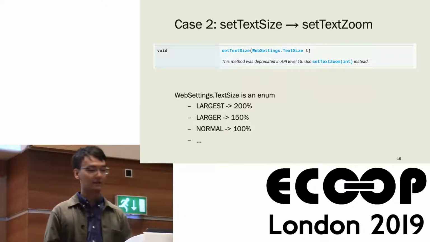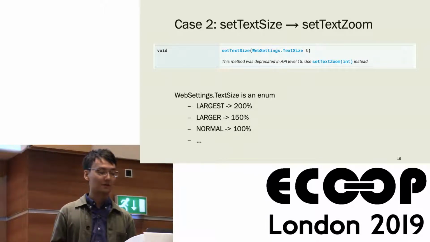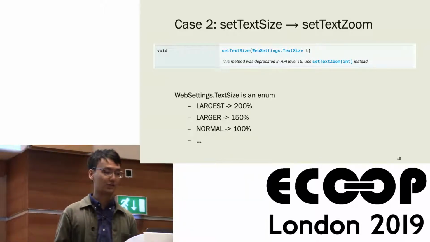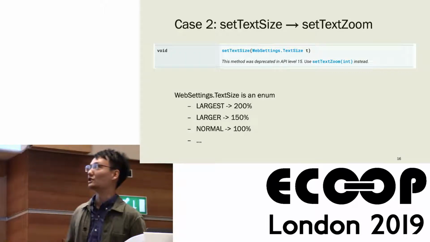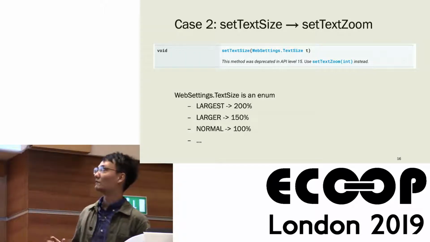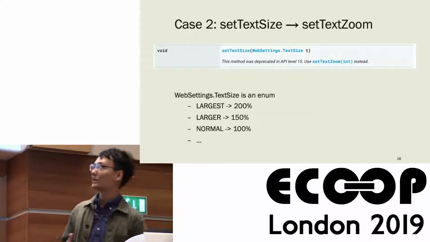In the second case we look at the deprecation of setTextSize, which is replaced by setTextZoom. So in this case, the method name has changed, but more importantly, the method parameter has changed as well. What was used originally was an enumeration, and is now an integer. And the mappings of the enumeration values to the new integer values are actually given in the Android API documentation.